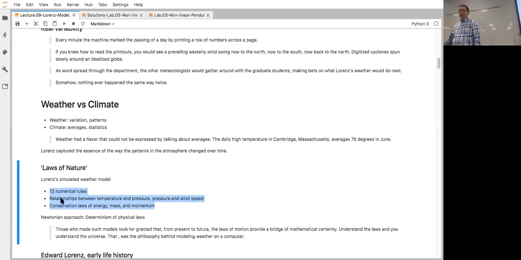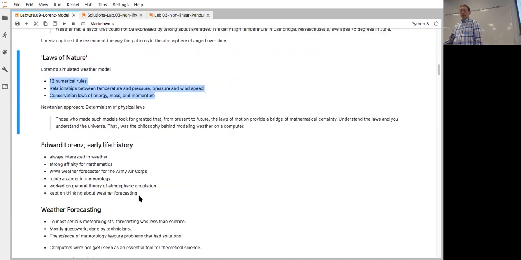Now, I'll tell you a little bit about Edward Lorenz. Okay, so Edward Lorenz, he was always interested in weather, mathematically gifted, so he had an affinity for mathematics. And in World War II, he was a weather forecaster for the Army Air Corps. That experience working meteorology during the war led him into a career in meteorology.